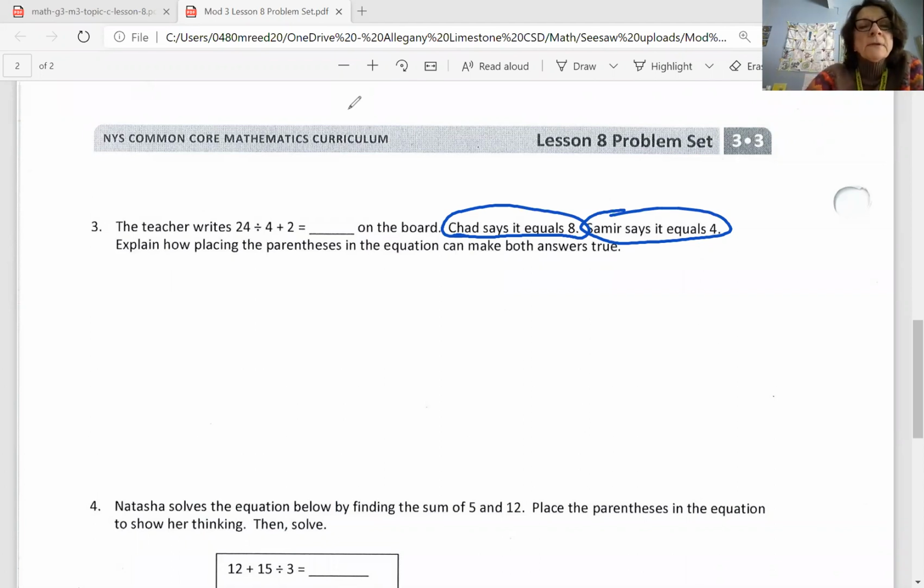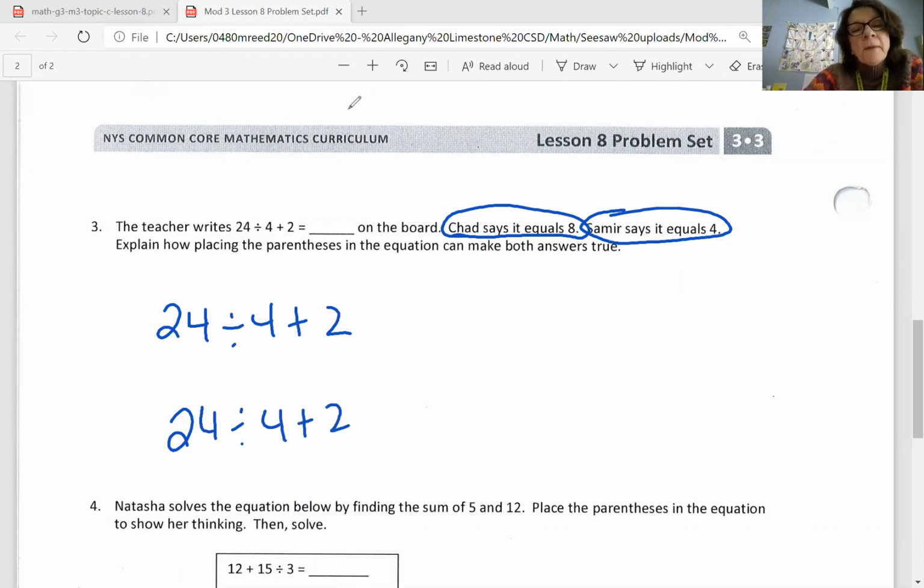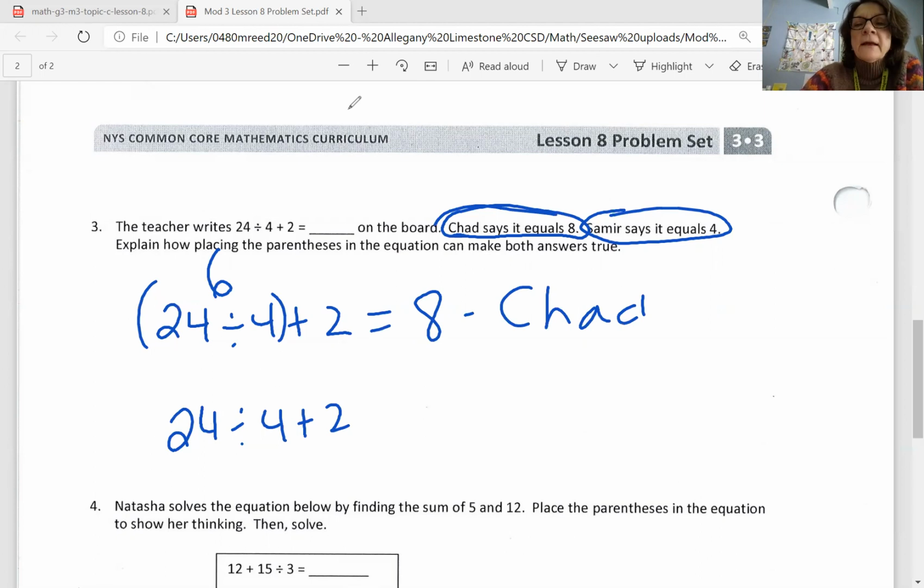So I'm going to write my number sentence twice, 24 divided by 4 plus 2. And then I'm going to write it again down here, 24 divided by 4 plus 2. The first time I'm going to put the parentheses around 24 divided by 4. Who can remember the strategy to get that answer? You said skip count by 4 till you get to 24. You are correct. So let's do that. 4, 8, 12, 16, 20, 24. My answer is 6. 24 divided by 4 is 6. Then I add 2. 6 plus 2 is 8. That is Chad's answer because Chad got 8.